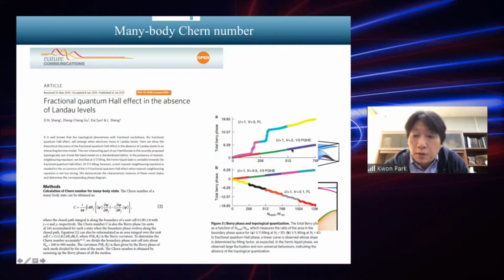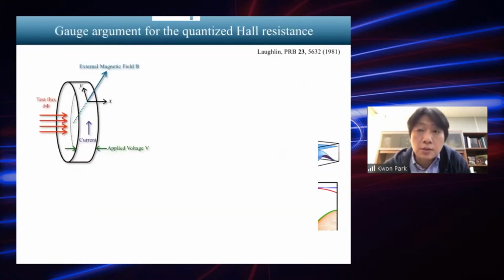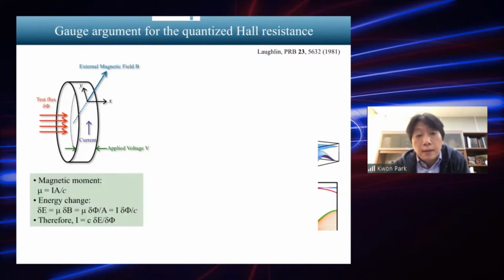And this slope is one-third in the case of one-third fractional Chern insulators, and one-fifth for one-fifth fractional Chern insulators. But at the end of the day, this is a consequence of the triple degeneracy of the ground state. Why? Because to understand this, one has to go to the gauge argument for the quantum Hall resistance, which was developed by Laughlin. And this is his argument.